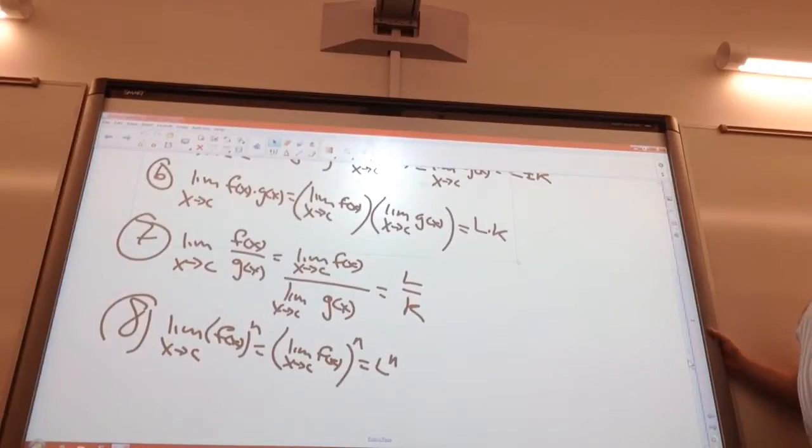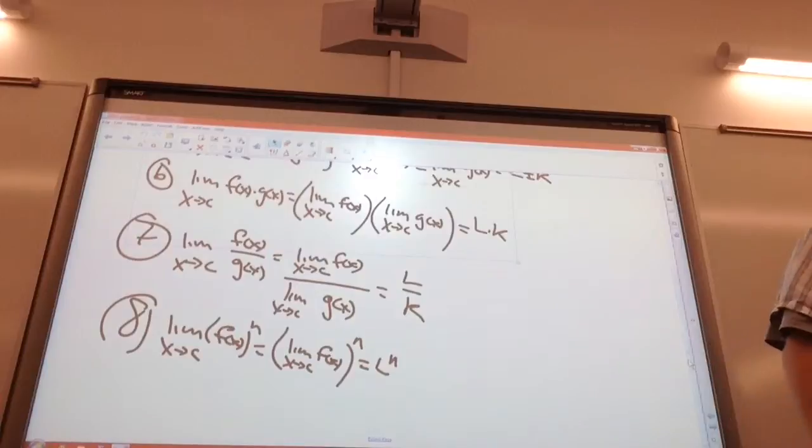Now, next property has to do with division. Okay? And we've got the limit as x goes to c of f of x divided by g of x is equal to, essentially, the two limits divided by each other. Okay? The one thing I left out here that the book has when it covers this is it also says, granted, that the limit as x approaches c of g of x isn't 0.